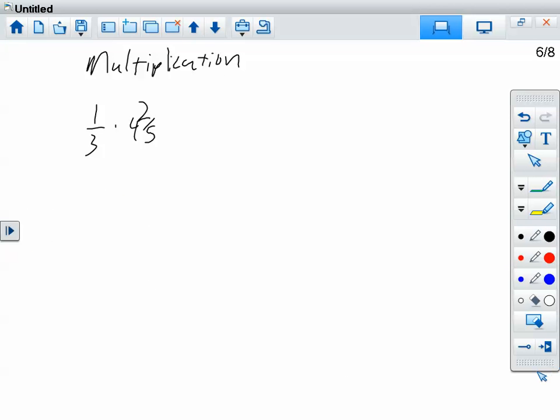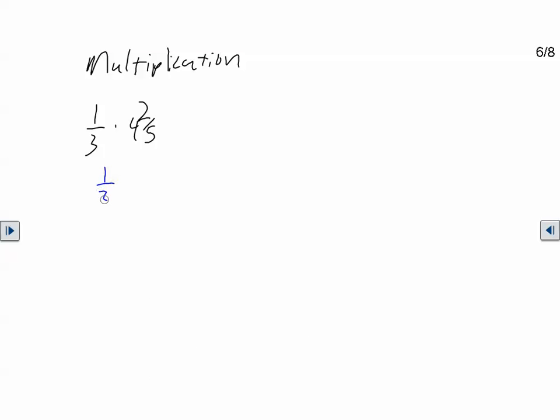Multiplication. Don't need common denominators, but we need impropers. So that's 1/3. 5 times 4 is 20, plus 2 is 22. Multiplying, we multiply across, we multiply across. This is 22 over 15. Let's see, does that reduce? Do they have any like factors? 22 has 11 and 2. 15 has 5 and 3. Nope, it doesn't. That's a final answer.